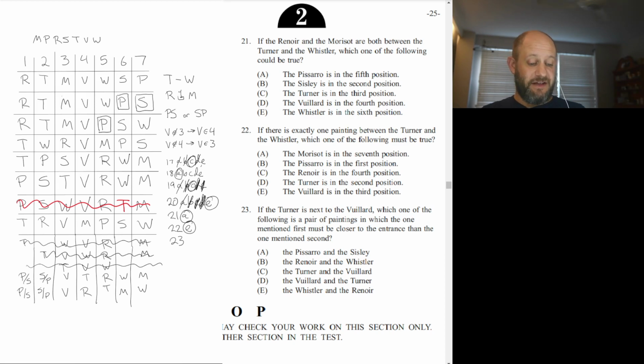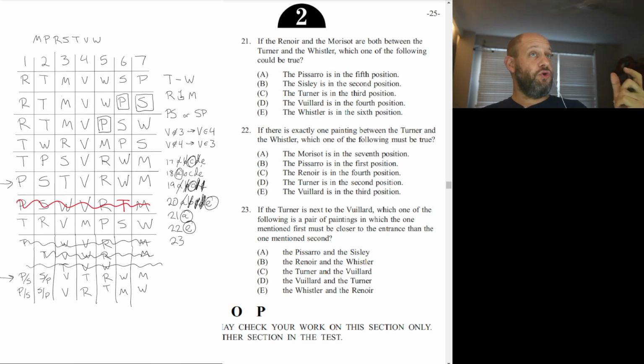Well, do I have T next to V ever? Not in the first, not in the second, not in the third, not in the fourth, not in the fifth. Right? Where do I have it? Oh, I've got it here. That's good. I've got T next to V there. And I also have T next to V here. So let's check those to see if I can eliminate any of the ones in 23.